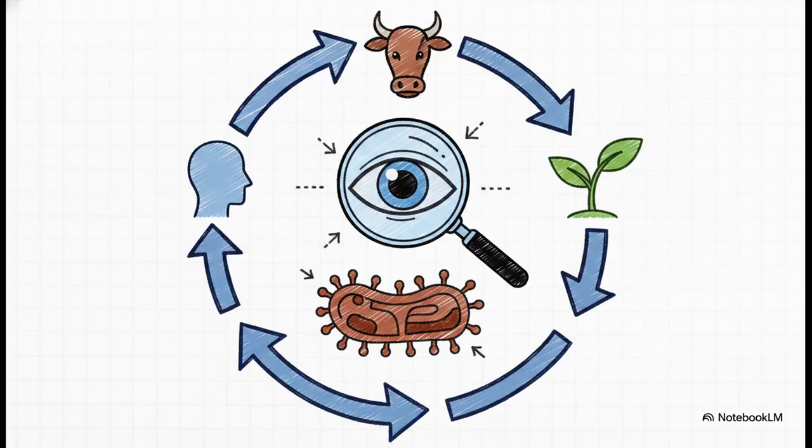So to be clear, these are preliminary findings from an ongoing study, and there's still a long way to go. But even at this early stage, the pattern is undeniable, and frankly, a bit alarming. It's a massive first step toward understanding the true dynamics of AMR at the human-animal environment interface.